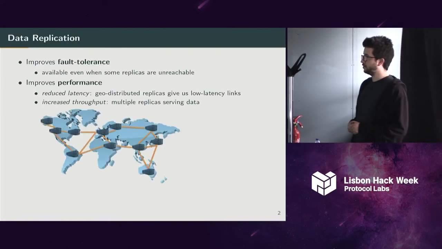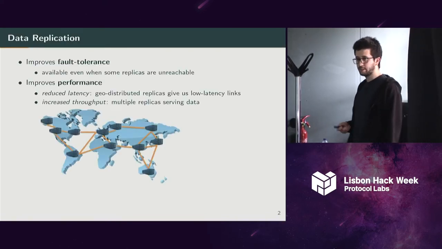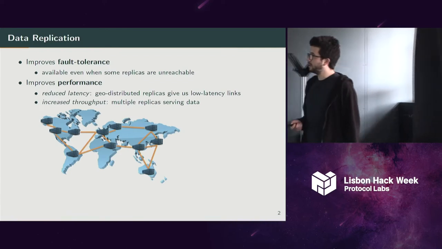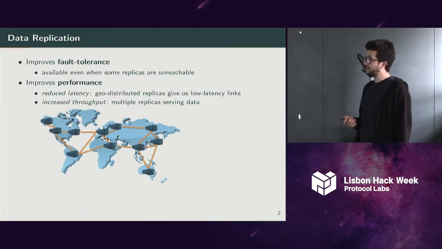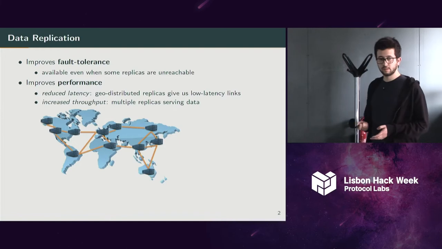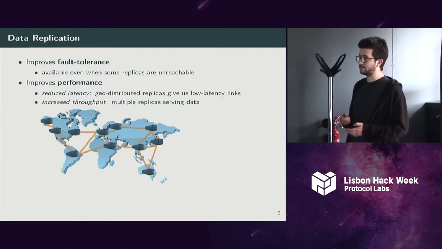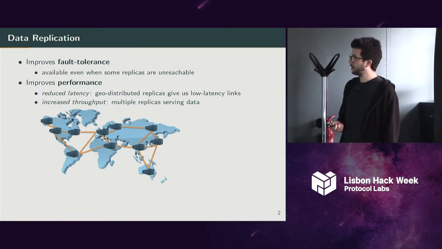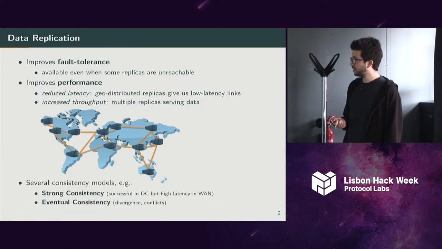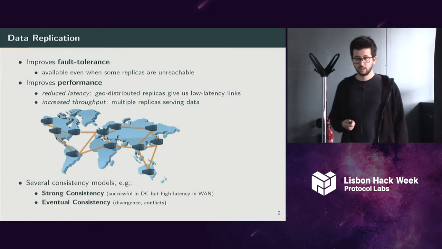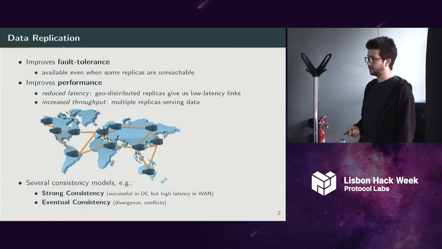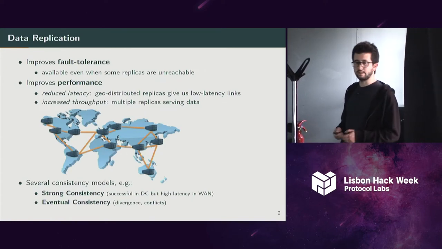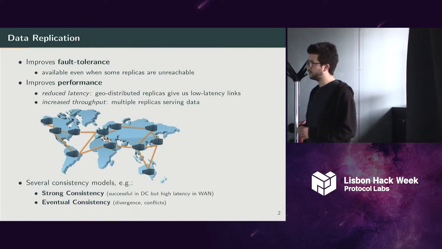So why do we replicate? Because it improves the fault tolerance of our system, we can still reply to our clients even when some of the servers are down. It improves the performance because we can place replicas close to our clients and serve the same data from multiple servers at the same time, and we have an increased throughput. But now, since we have more than one copy of the same data, we need to pick which kind of consistency model we want between these copies.